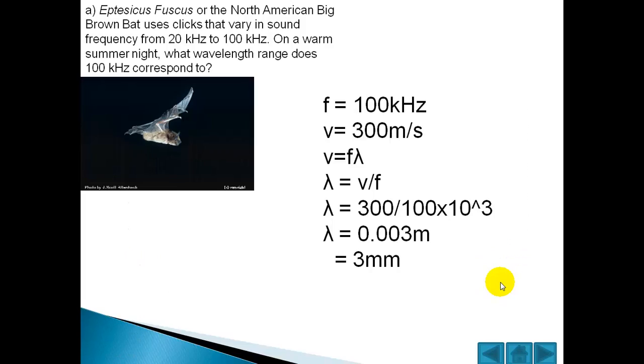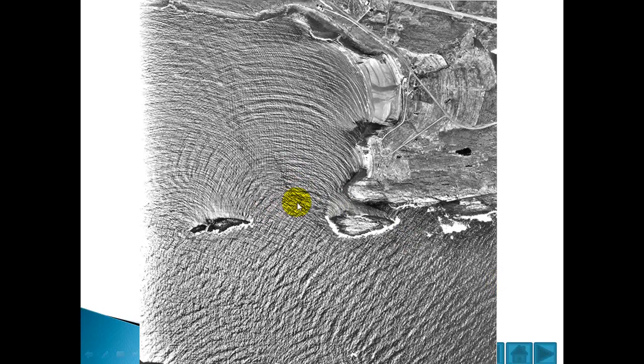Here we have some effects. We have some diffraction effects here. We notice also that as the water comes into the beach here, there's an interesting effect on the wavelength, which we can discuss.